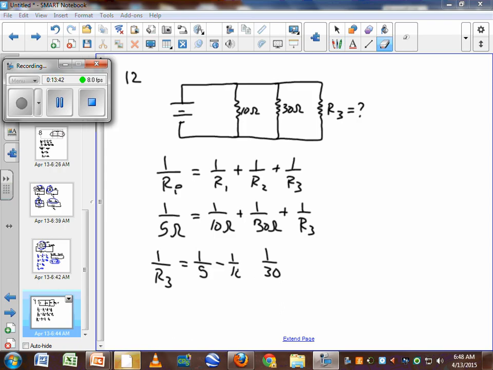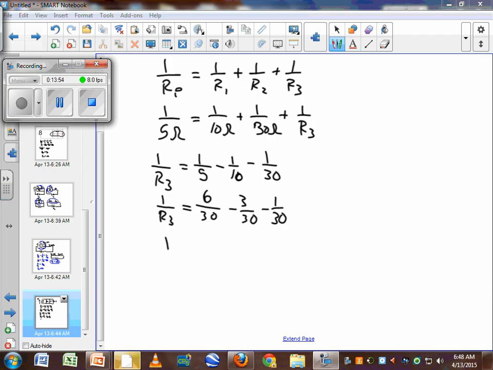You subtract that over to the other side. And you end up with a fraction. If you do a common denominator, you'll see that 1 over R3 equals 2 over 30. If you cross multiply, solve for R3, you end up with 15 ohms.